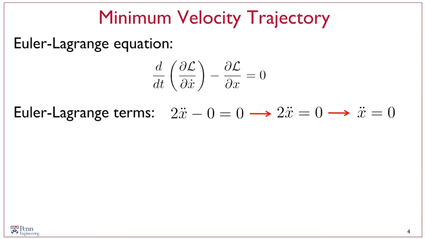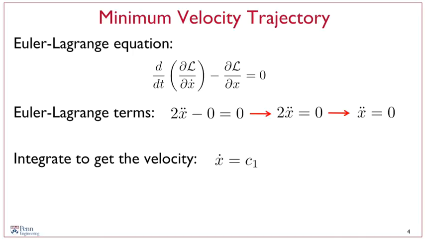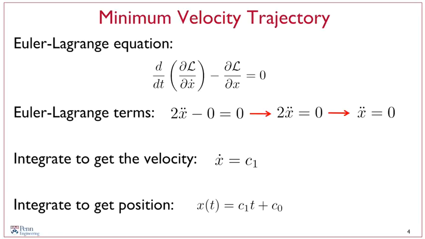We can integrate this condition once with respect to t to get the velocity. Here, c1 is an arbitrary constant. We can integrate the velocity to get the position function for the minimum velocity trajectory. Here, c0 is another arbitrary constant. In lecture, we discussed how c0 and c1 can be found from the problem's boundary conditions.